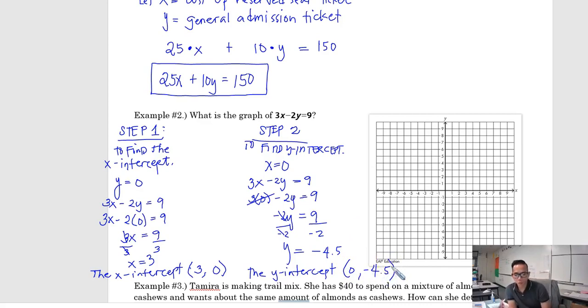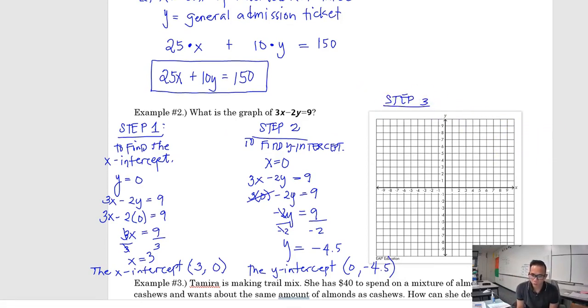Okay, so once you are done, step 3 is, of course, we have to graph the points that we solved. We have (3, 0) and (0, negative 4.5). So I'm going to graph. Maybe I'll just use green color here. So I have (3, 0), it's here. This is the first point, and then the second point is (0, negative 4.5).